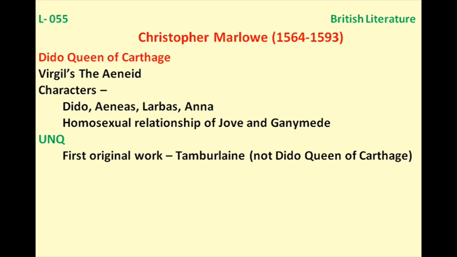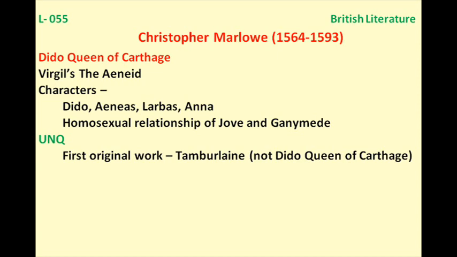Now we have a number of characters who are associated with the story. The first is King Larbas. And he is so much interested or in love with Dido. But Dido was loving Aeneas. So when he saw that Dido has committed suicide, she has thrown herself into the fire, at the same moment, Larbas, he too kills himself.